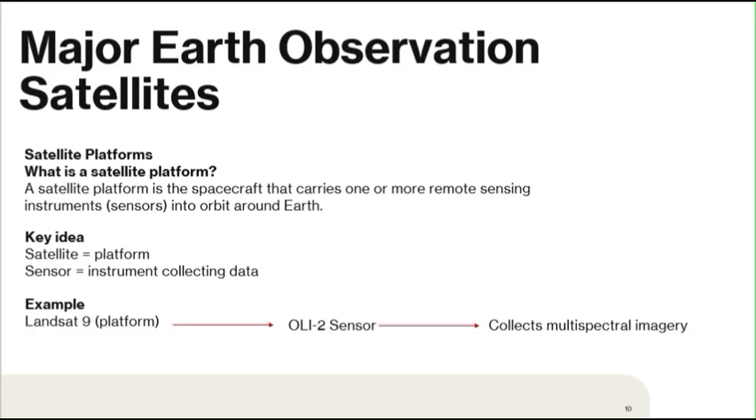Okay, so on board the satellites are sensors. They're instruments that detect and measure electromagnetic radiation reflected or emitted from the Earth's surface. Examples include the Operational Land Imager, otherwise known as the OLI-2 sensor, which could be aboard Landsat 9, the sensor platform. Another sensor is the Thermal Infrared Sensor, TIRS, on Landsat 8 and 9. The key idea here is that a satellite is a platform and the sensor is the instrument collecting the data.